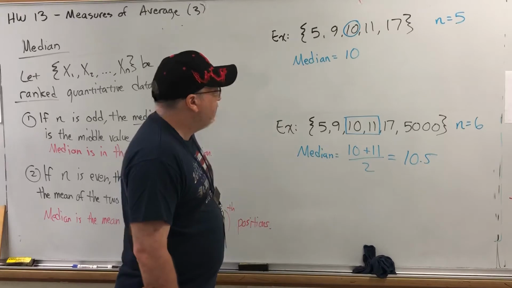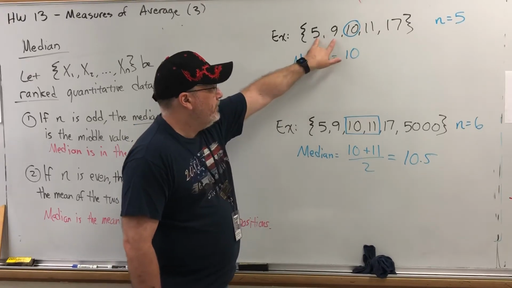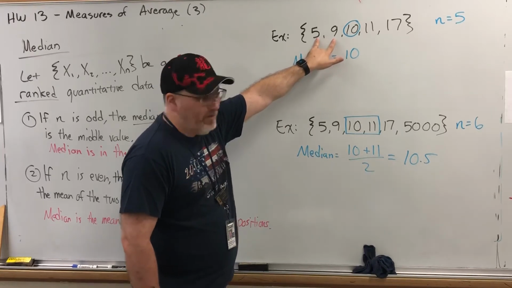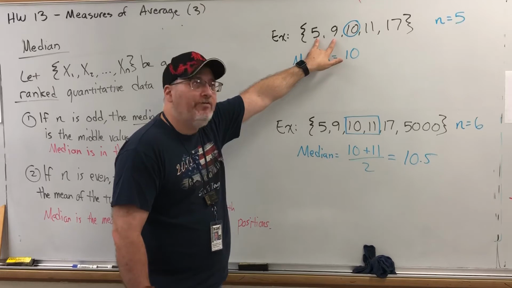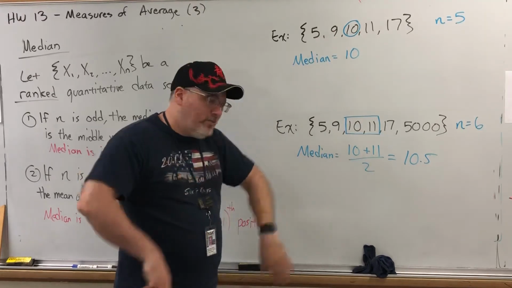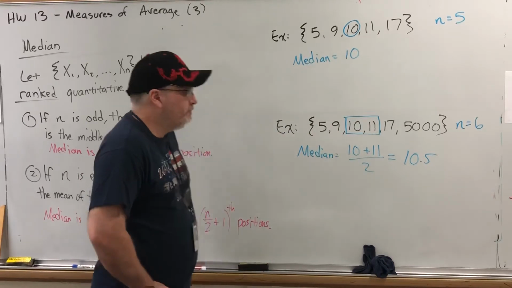Back up here, how many numbers were less than the median? 2. Is that exactly half of the numbers? Not really. There are 5 numbers and half of 5 is 2.5. So it approximately cuts the data set into 2 equal pieces. Sometimes it does exactly, sometimes it's an approximation.